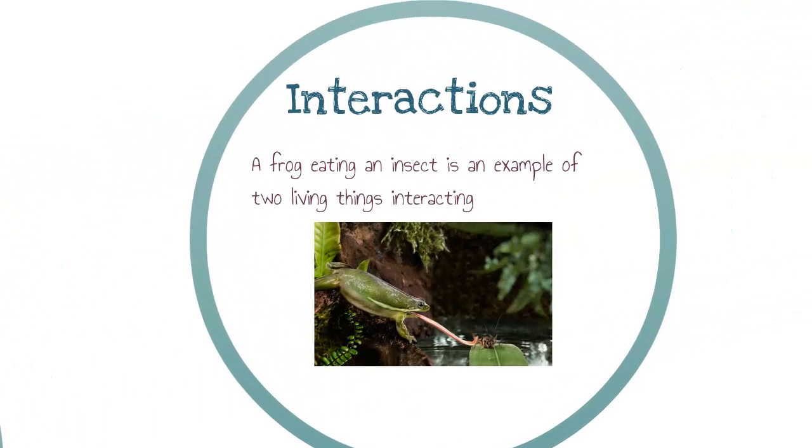So we've got interactions within an ecosystem, and the first type is where you have two living things interacting with one another. The most common type of interaction that we're going to come across is feeding interactions. Things eat each other, and that's just part of survival. A frog eating an insect is an example of two living things interacting, and you can see in the picture here, he's going to get that grasshopper pretty easily.